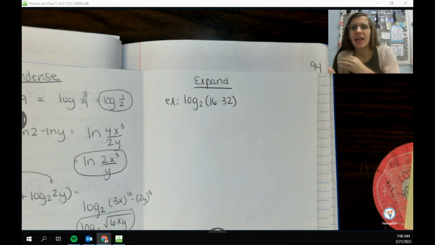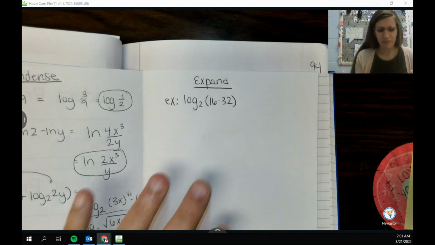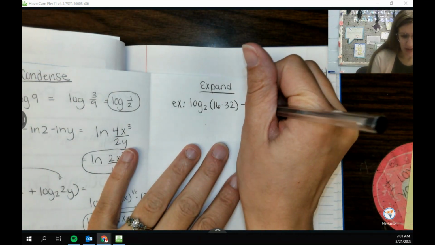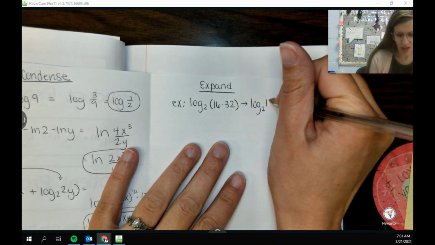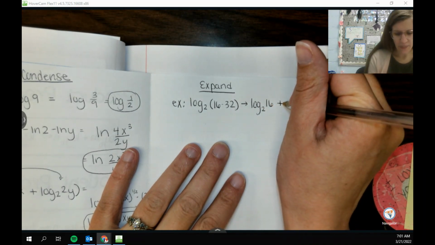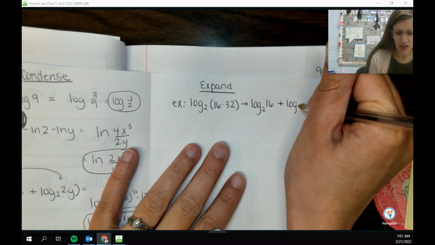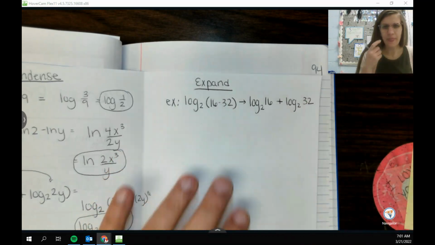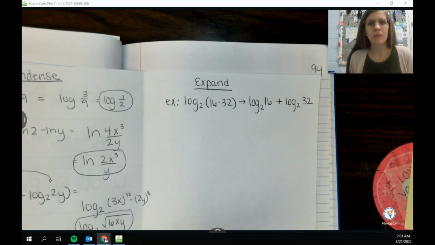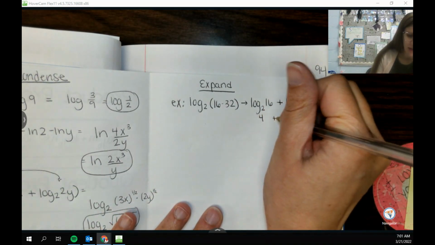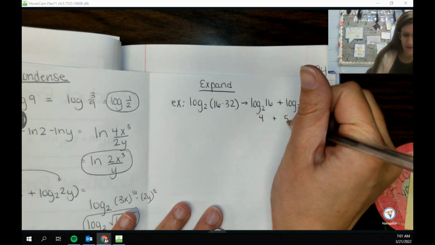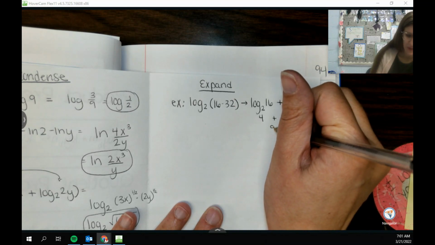Now, I wouldn't necessarily have to here. I could just do 16 times 32, but that feels like a really bad time because it's going to be a really big number. So to make it easier on myself, I can split it up to log base 2 of 16 plus log base 2 of 32. And then finding each one of those is a little bit easier, like log base 2 of 16 is 4, log base 2 of 32 is 5, and so overall it's just 9.